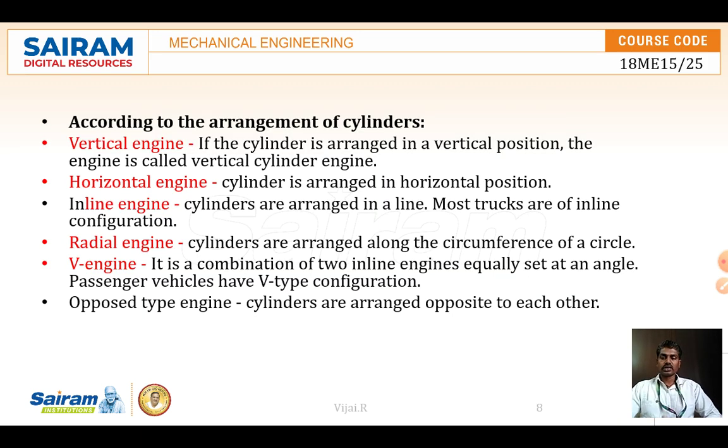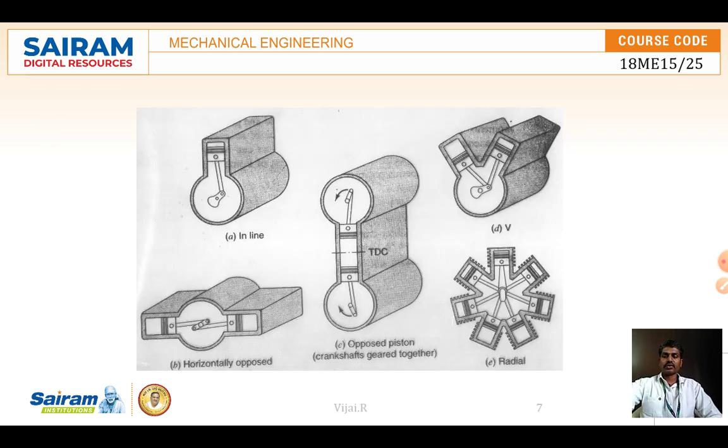This is called the radial engine. And a V engine has two inline engines set at an equal angle. So these are called inline engines, and V type engine, and opposite engine, where cylinders are arranged in opposite direction to each other. So once again we will go through this.